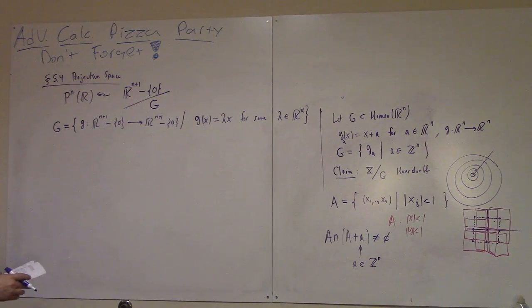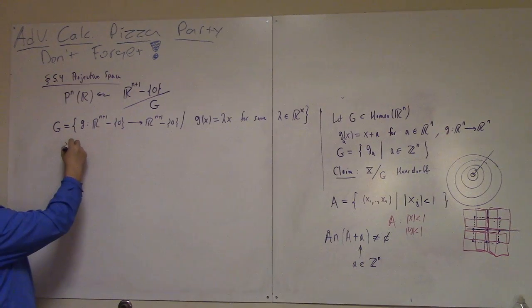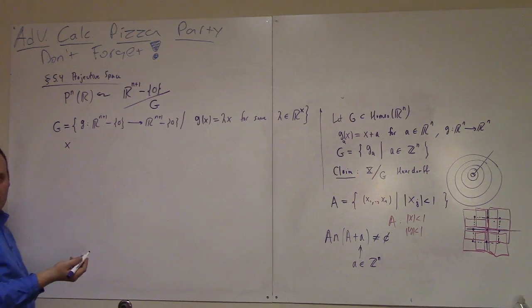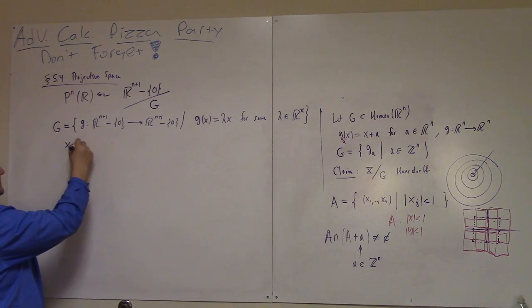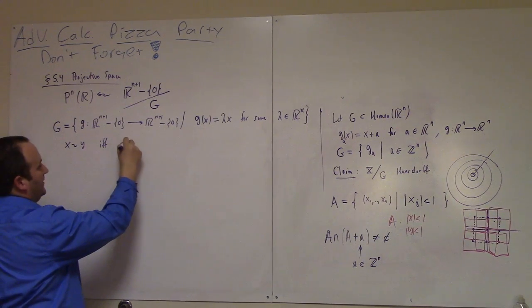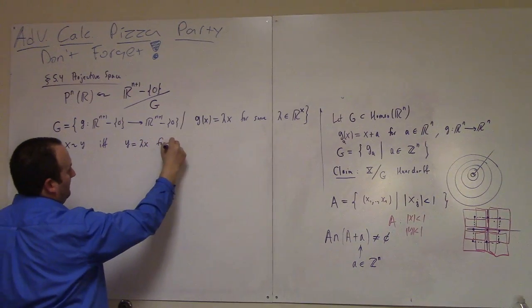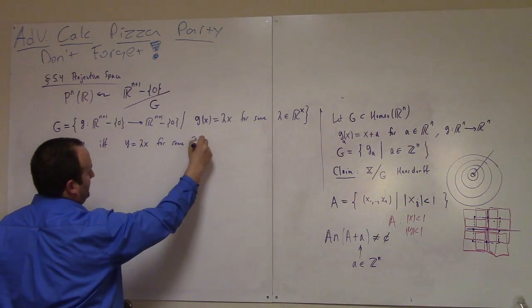And then in particular, what are the equivalence classes? In other words, what are the group orbits by dilations? Well, X is equivalent to Y if and only if what? Y is equal to lambda X for some lambda.